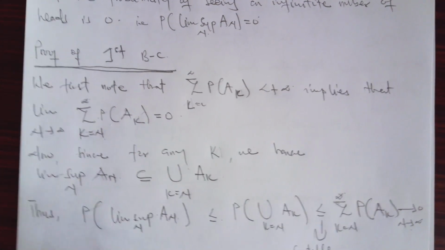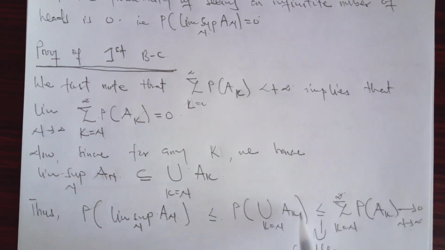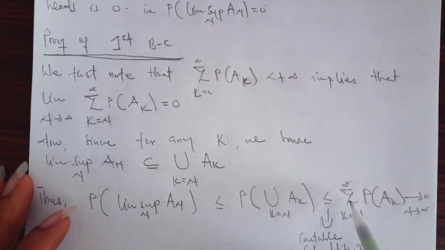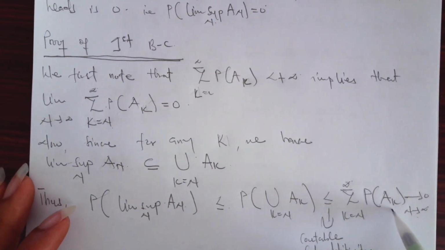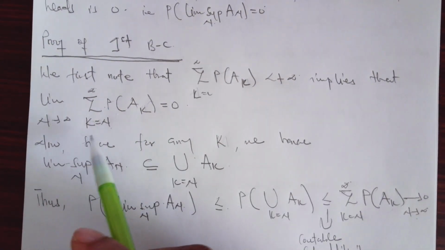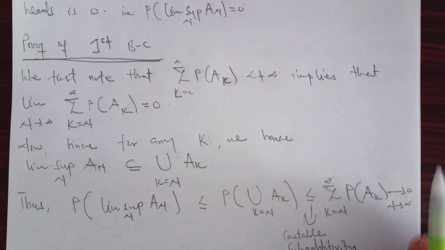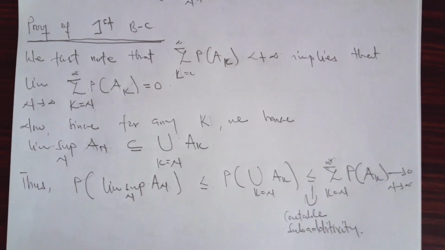So the probability of the lim sup of An is less or equal to the probability of the union from k from n to infinity of Ak, and by countable subadditivity, it is less or equal to the sum from k from n to infinity of the probabilities of these Ak's. Note that we've already proven that the limit as n goes to infinity of the sum from k from n to infinity of the probability of Ak is equal to 0. So this sum also goes to 0 as n goes to infinity.